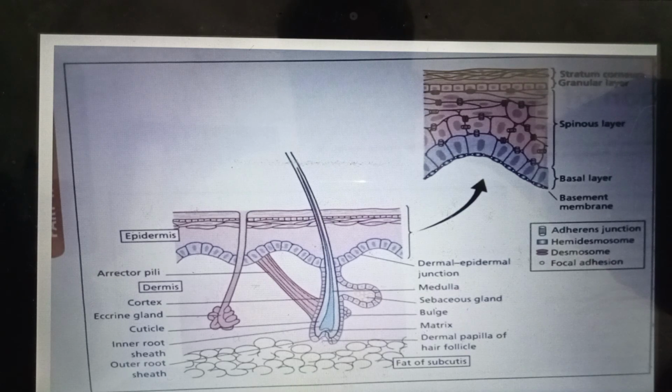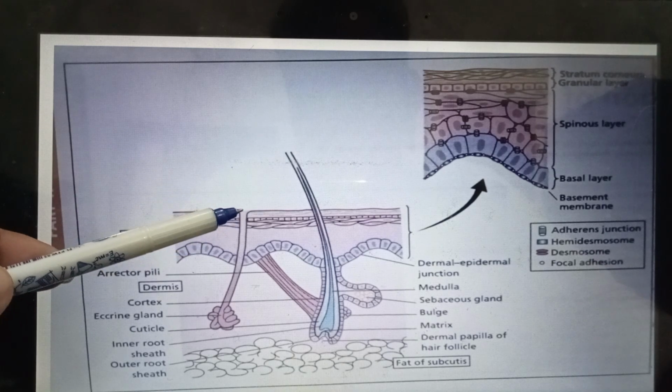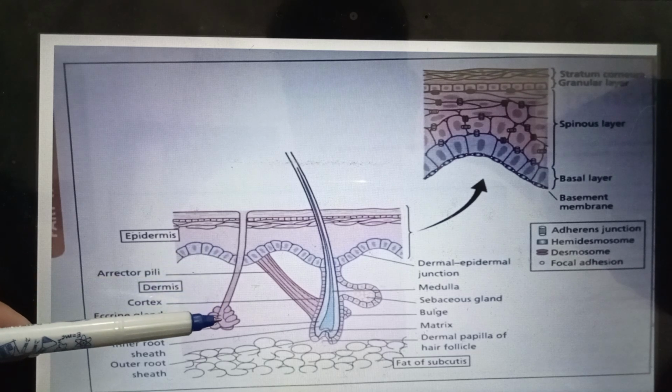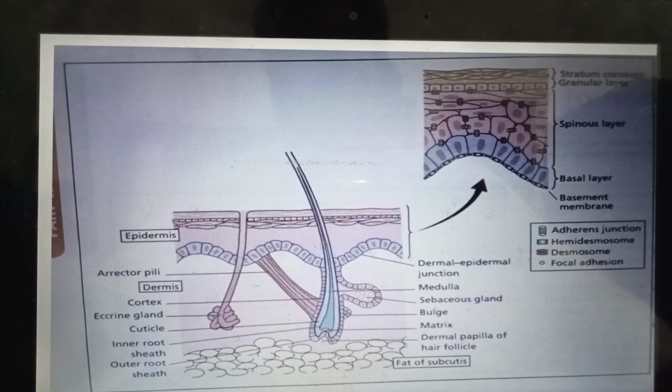The second structure present in the dermis is the eccrine gland. These are the glands which extend from the epidermis. For example, from this region they move down towards the dermis area. These are the eccrine glands.